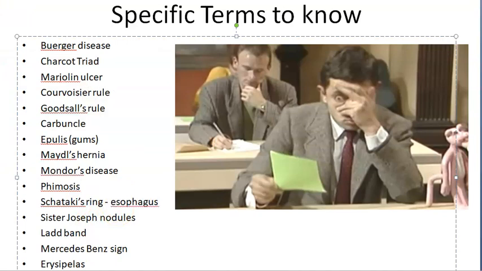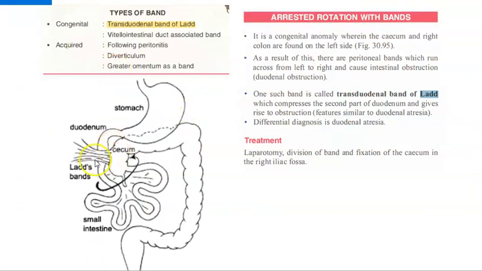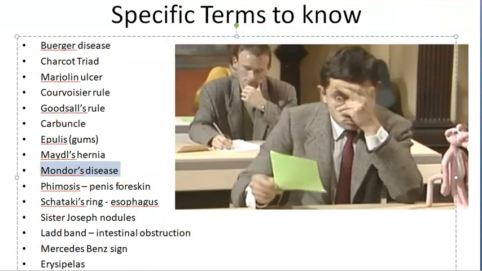This is something, just remember here, next to each of this you write one word, okay. Sister Joseph nodules, just now you saw. Where did you see? Umbilicus, yes, stomach carcinoma, very good. Ladd band also is GI, basically this is below the stomach. You can see here, duodenum, Ladd band. So basically what is this causing? Intestinal obstruction, Ladd band.